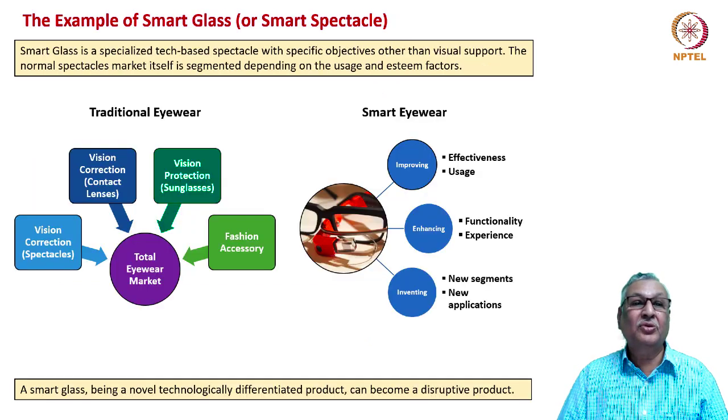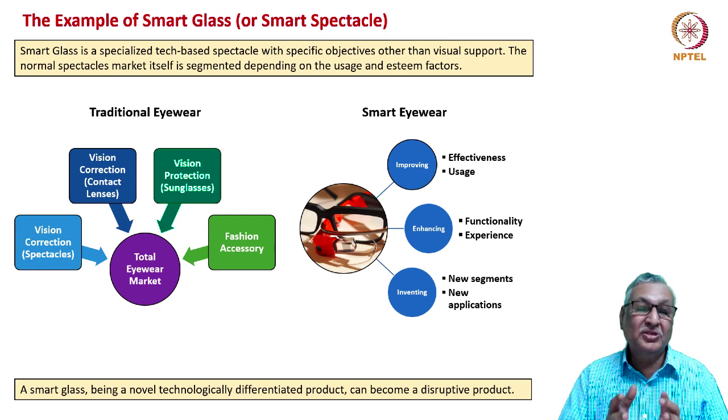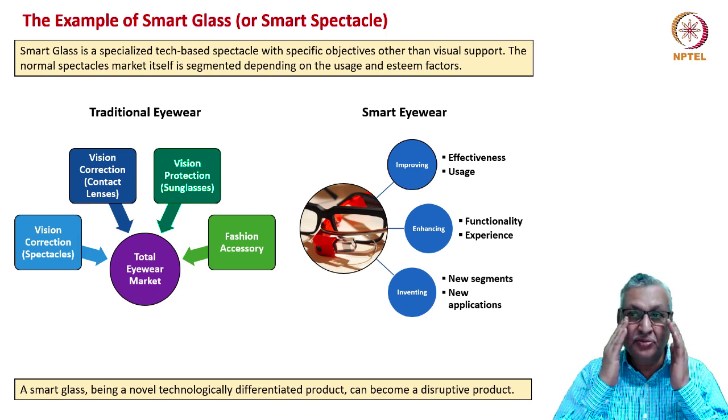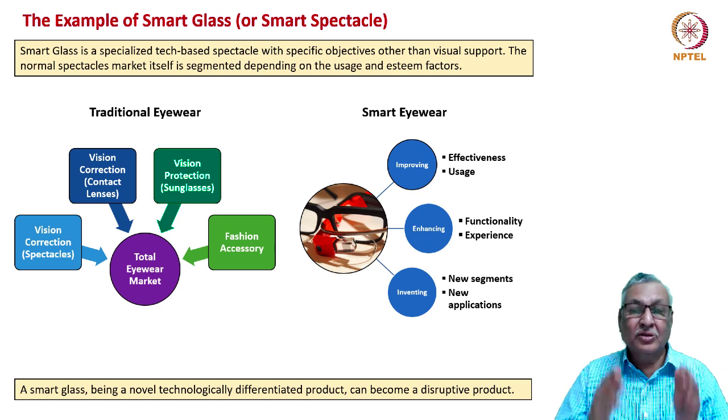Let me take the example of smart glass or smart spectacle to illustrate how business planning can be done, how business strategy can be done, how business modeling can be done. Smart glass is a specialized tech-based spectacle with specific objectives other than visual support. This glass helps me read. This helps me correct my short-term vision as well as long-term vision.